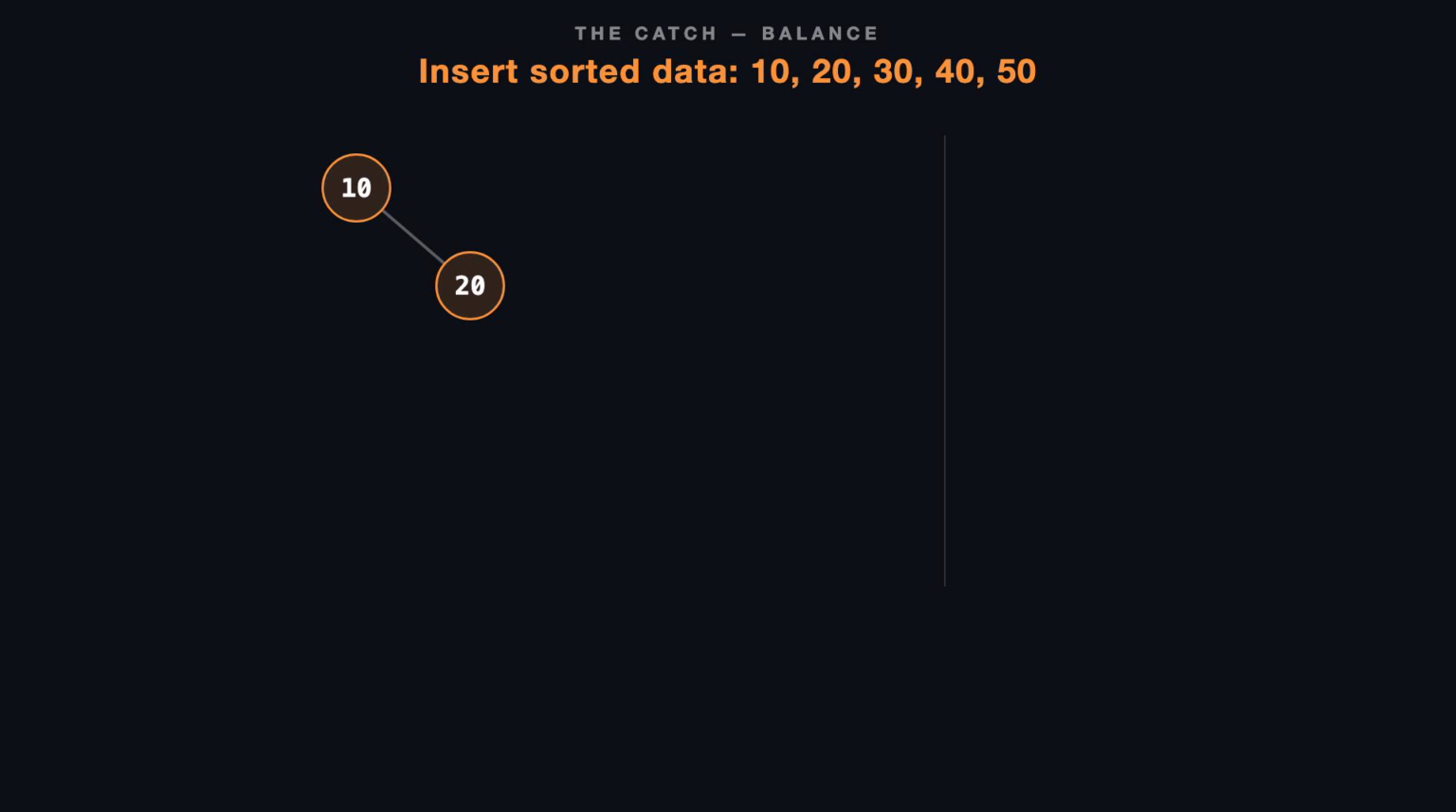10 is the root. 20 is bigger, so it goes right. 30 is bigger, right again. 40, right. 50, right. Every value goes right. The tree never branches. It collapses into a straight line, a linked list wearing a tree costume.